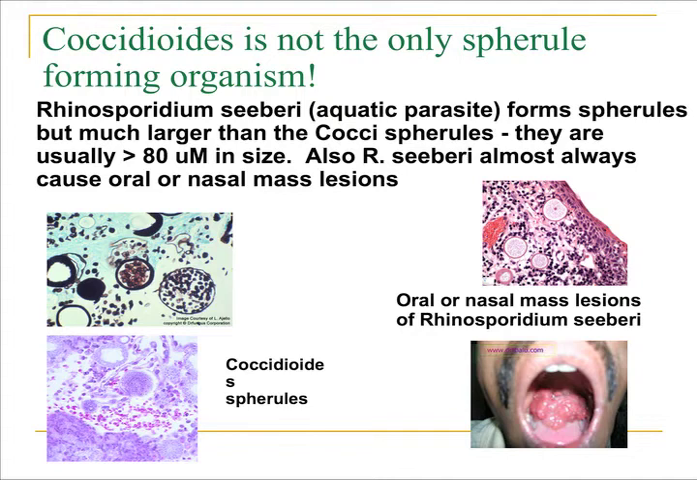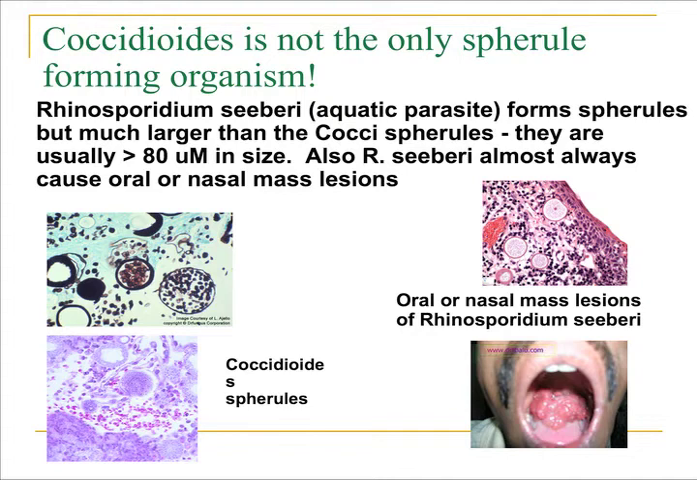On the next slide, we can visualize other spherules that can also be found in tissue. But Cocci is not the only organism that can produce spherules in tissue. So it's important that you also know about an unusual disease and an organism known as Rhinosporidium seeberi. This is actually an aquatic organism and is a parasite, but it can form spherules in tissue as well.